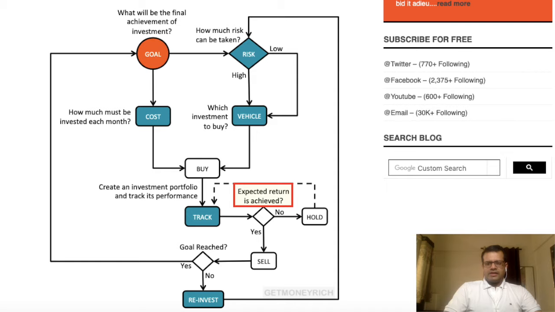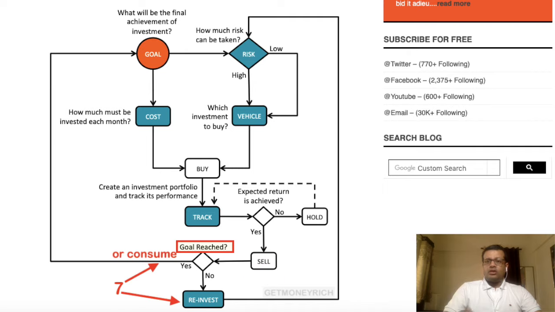So what is the next step? The next step is, if suppose your investment is not giving the required rate of return, what you should do? Hold. Simply. Don't do anything. Don't get panicky. Just hold your investment. And if the expected return has reached, then what? Then you have to sell. And after selling, another ingredient of the investment process is, you have to evaluate if you have to reinvest or you are ready to consume the investment.